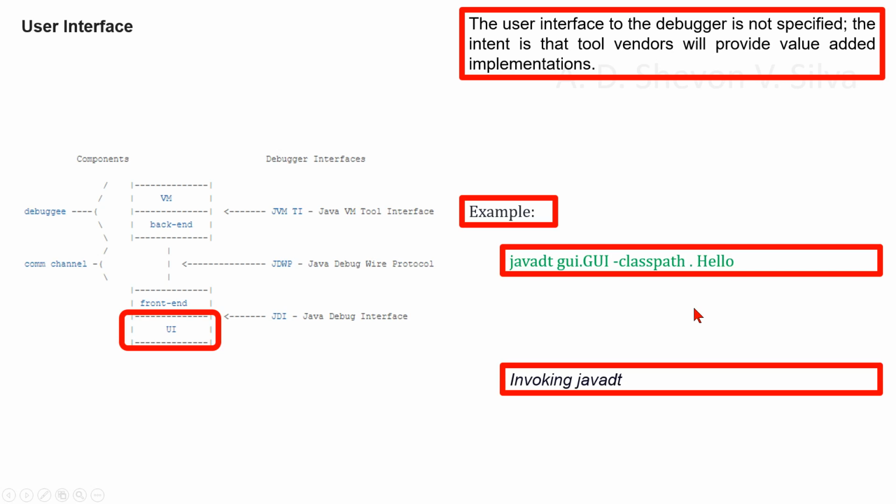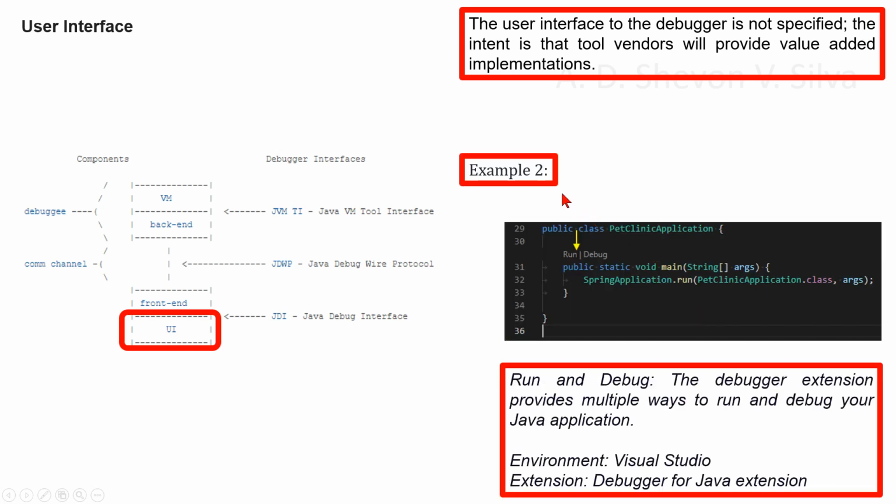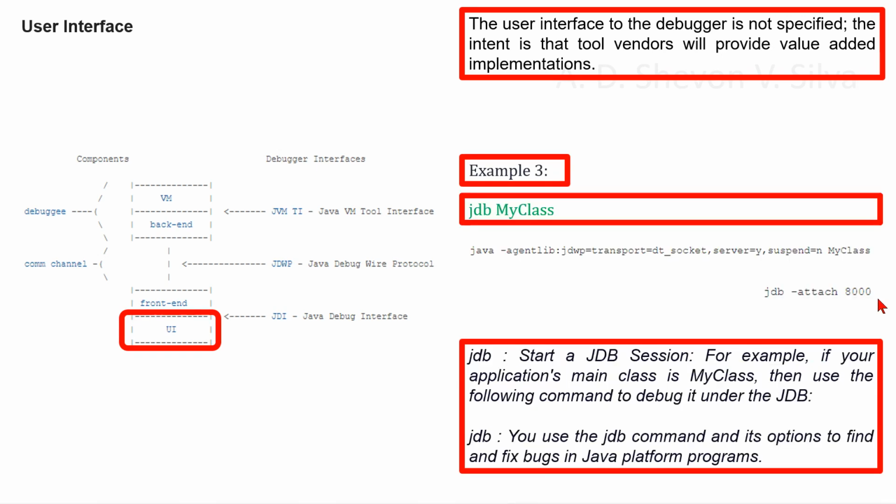As an example 2, we can consider this one. Run and debug. The debugger extension provides multiple ways to run and debug your Java application. This is in Visual Studio with the Debugger for Java extension. This is the end of my.